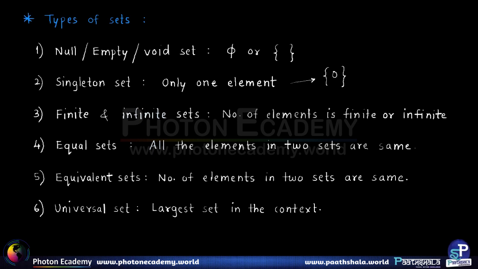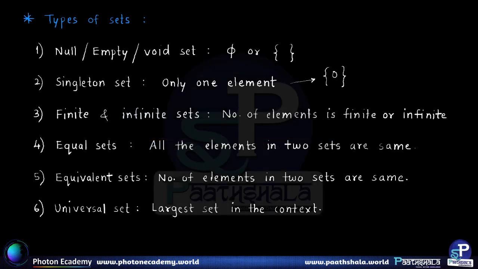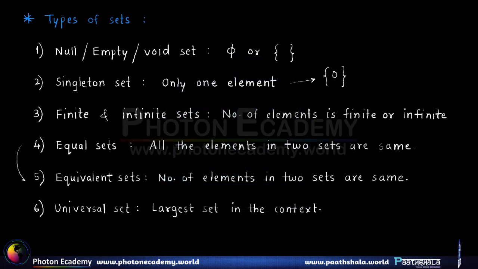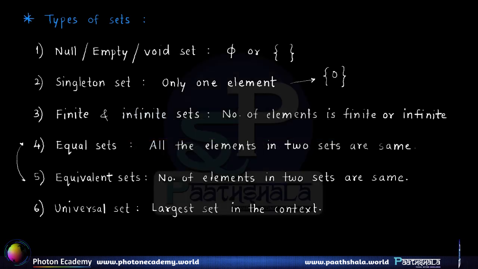Next is equivalent sets. Here the number of elements in the two sets is the same. So how many elements are present in both of the sets, that is what matters. The elements themselves may not be the same, but the number of elements has to be the same. So if we compare equal sets and equivalent sets, we can say that equal sets are always equivalent, but equivalent sets need not necessarily be equal sets, right? That is what derives from the definition of these two sets.